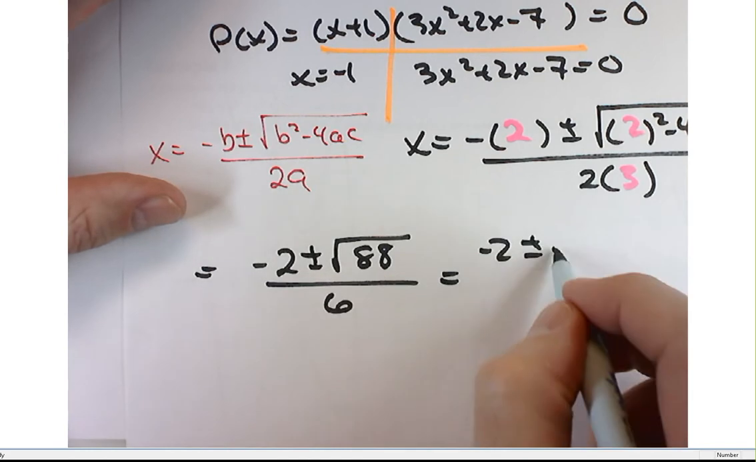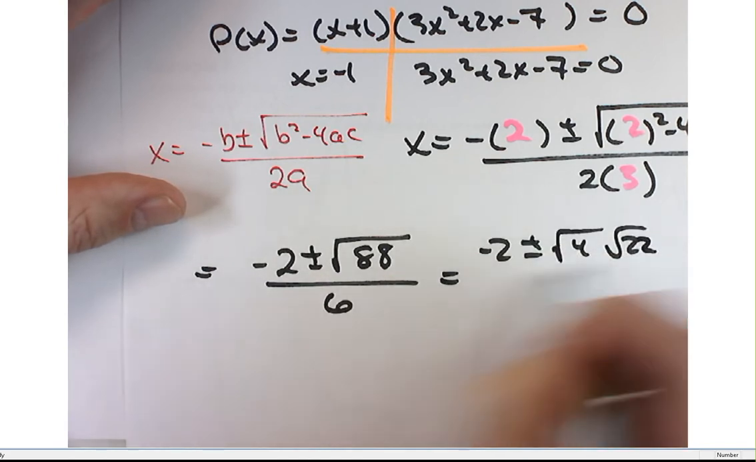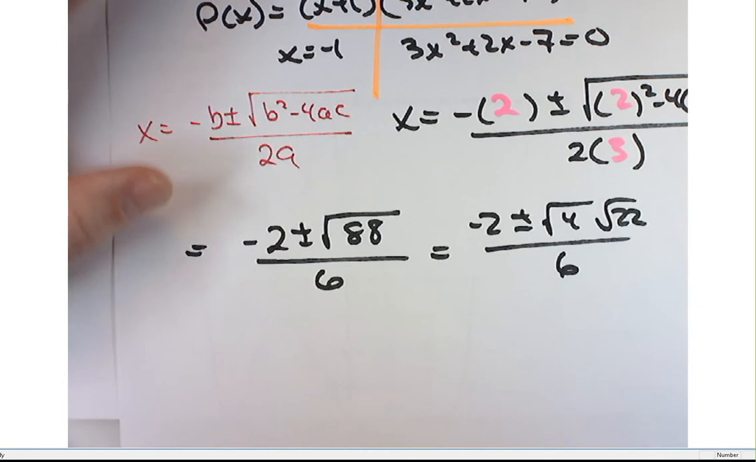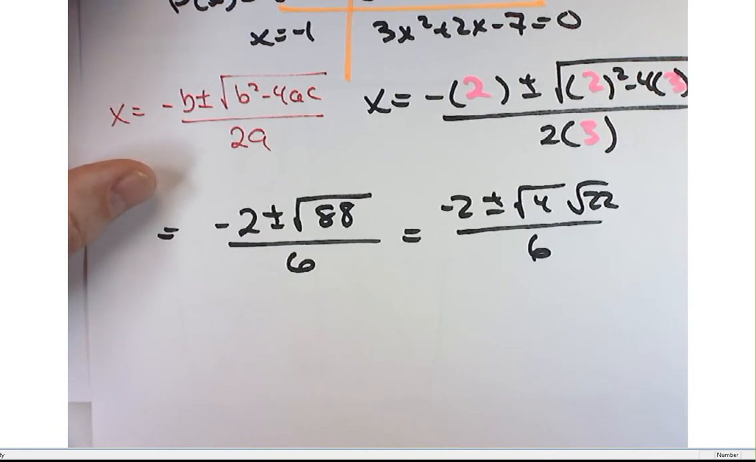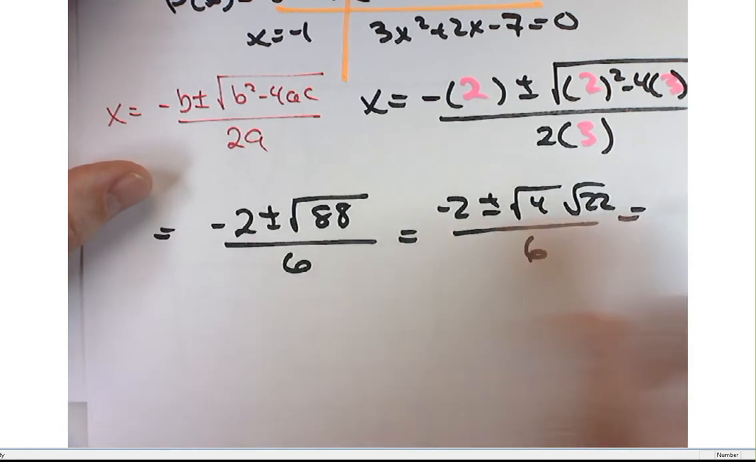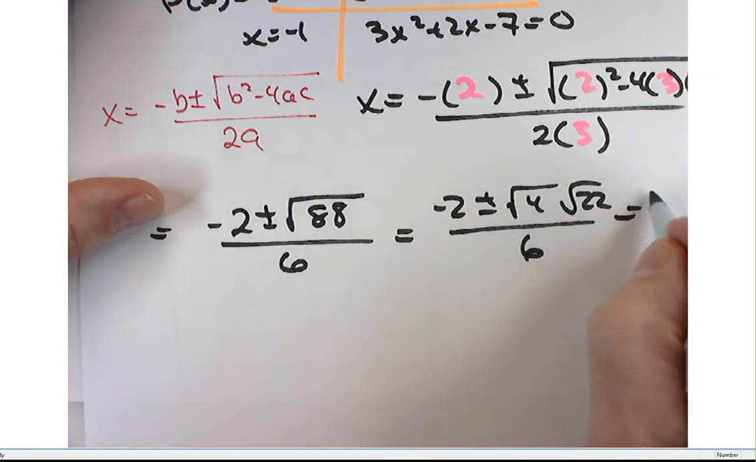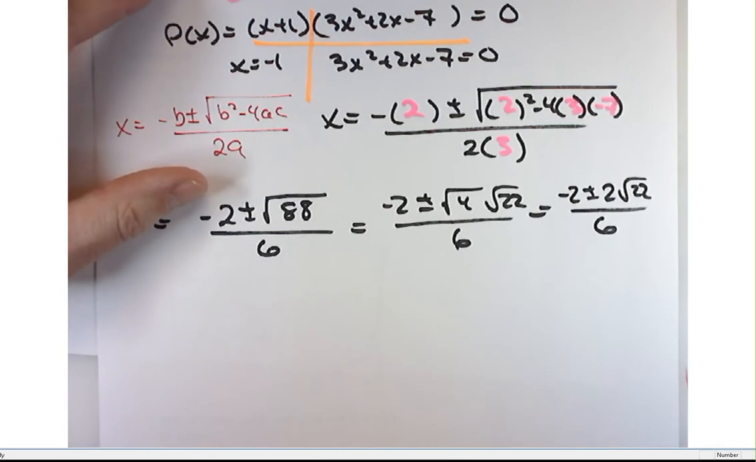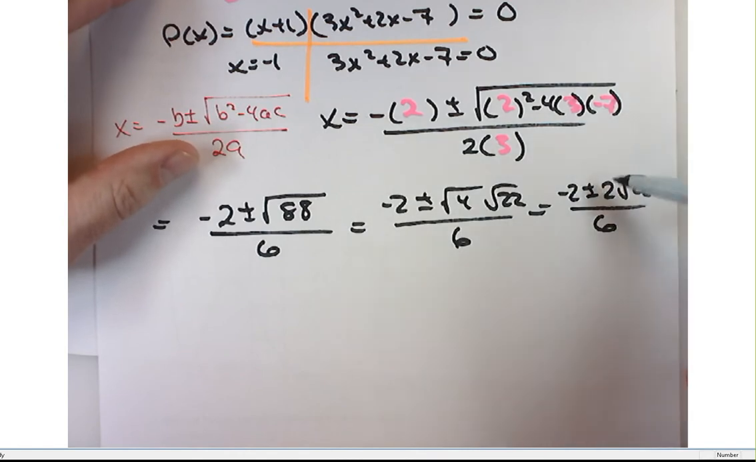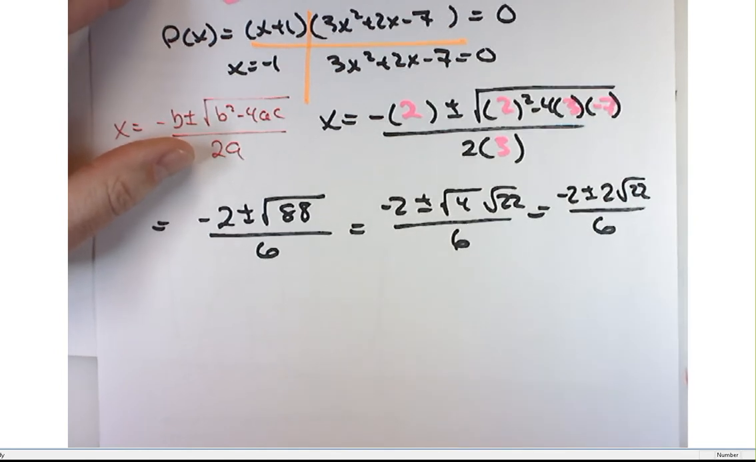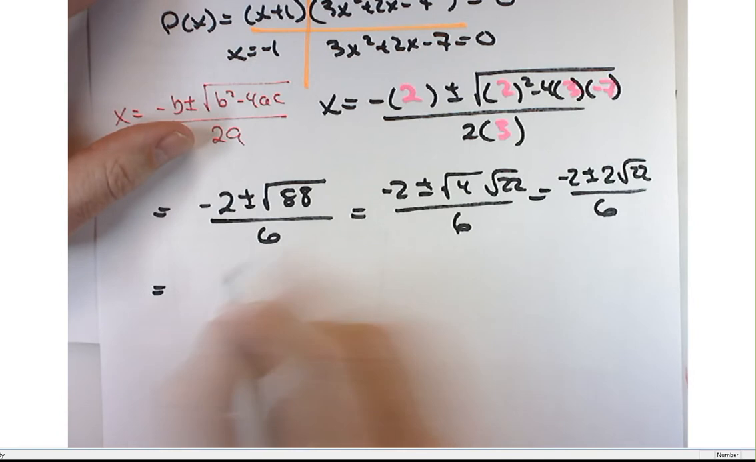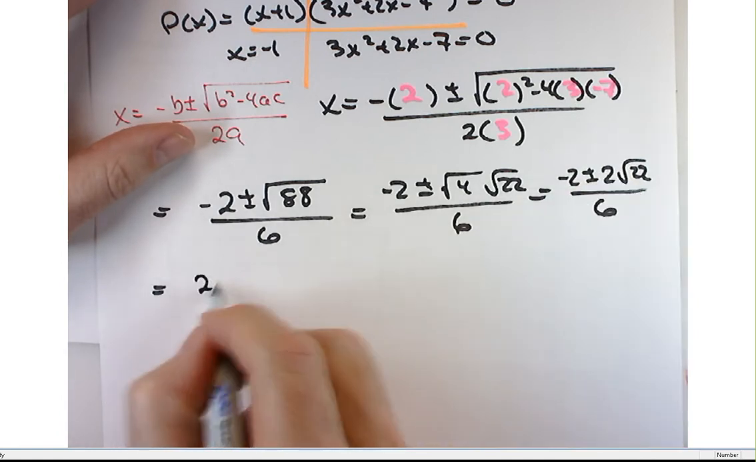Square root of 4 times square root of 22 is the same thing as the square root of 88. And that allows me to factor out a 2 once I clear things up underneath that radical. It's really tempting here to cancel the 2 into the 6, but I can't do that. Instead, I've got to be a little bit more careful here and factor out the 2 from the numerator.